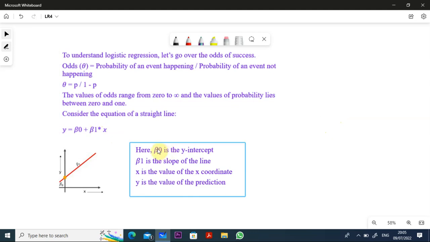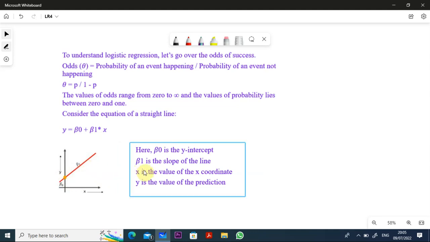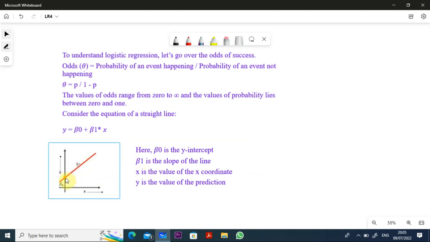What is beta 0? Beta 0 is the y intercept. You see, this line is intercepting the y axis. This is the y axis, this is the x axis, and at the point beta 0, that means at height beta 0, it is intercepting the y axis. Then beta 1 is the slope of the line. If you draw it here, then dy by dx is the slope. This is the angle, tan theta, whatever angle you say here.